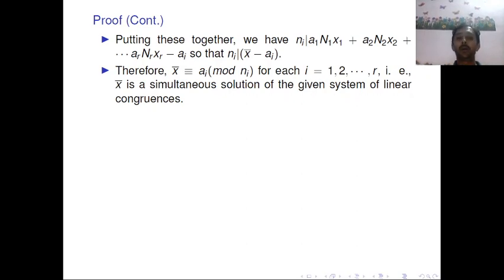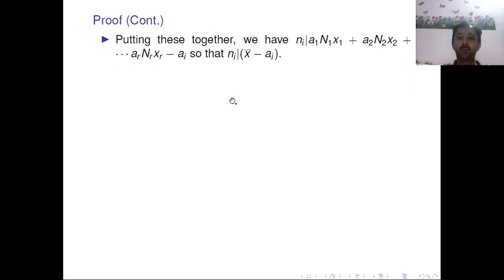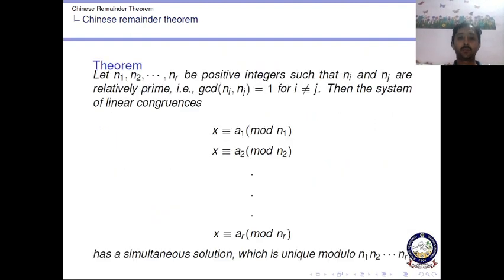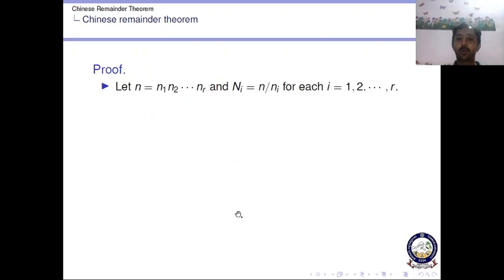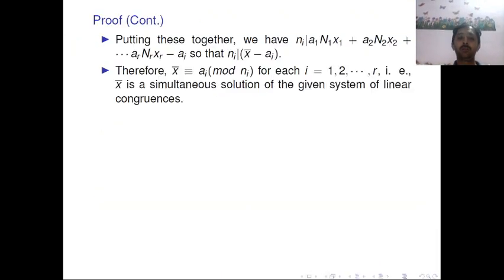So this means that there is a simultaneous solution for the given system of linear congruences as long as these small ni's are relatively prime, pairwise. Right? Now, that's not the end of the proof, because if you go back to the statement, the statement says that this has a simultaneous solution, which is what we have proved just now, but we are also supposed to show that this solution is unique modulo n1 n2 etc. nr. Right? Now we are going to prove that part of the theorem now.